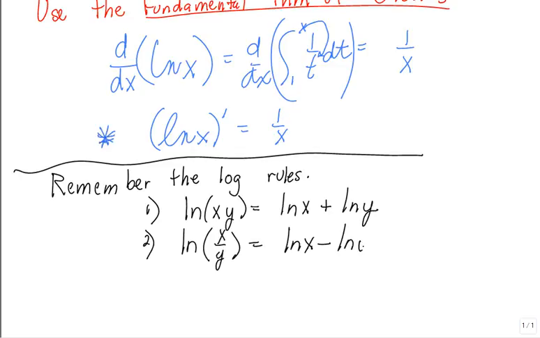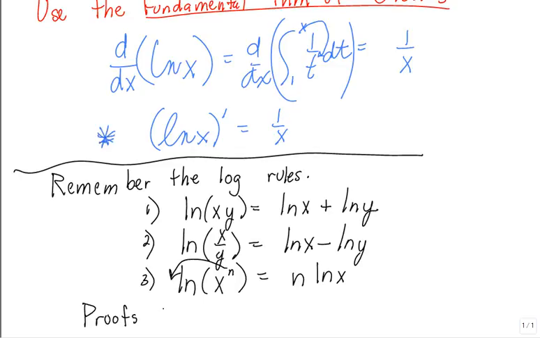Remember, a log is an exponent, so these are going to follow the exponent rules. When you multiply bases that have the same exponents, you add the exponents. When you divide things that have the same bases, then you subtract the exponents. And when you have a power, you can bring that down in front. So that power comes down in front. Okay, and the proofs of these are in the text, so I want you to look at these. Make sure you take a look at those.